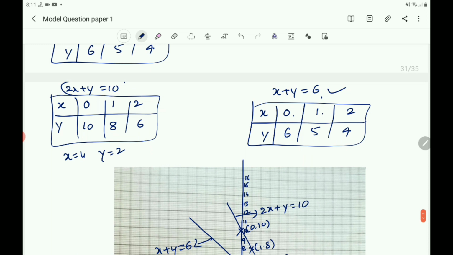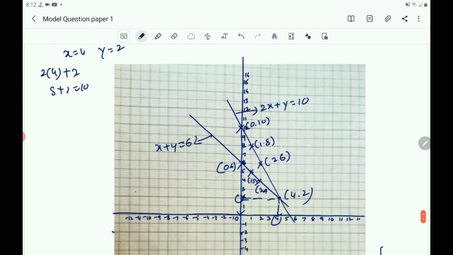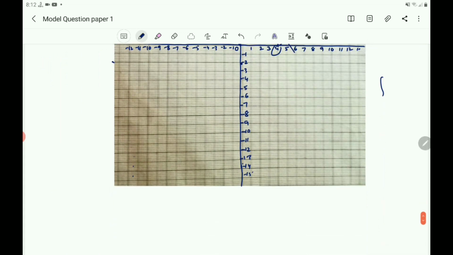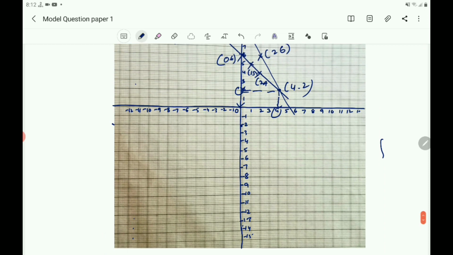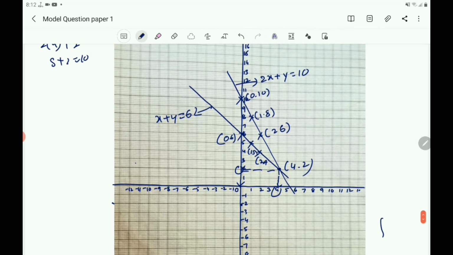Verify here. If you put x equals 4, y equals 2 into 2x plus y, that is 8 plus 2, 10 you will get. Here also 2 plus 4 equals 6 you will get. So this is the solution. So you write the solution: x equals 4 and y equals 2.